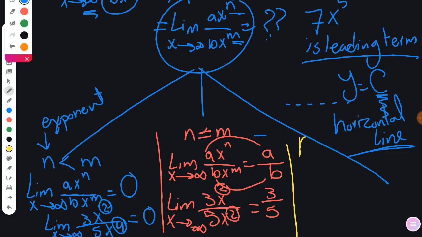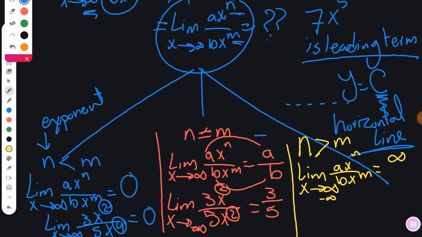If n is greater than m, the limit of ax to the power n over bx to the power m, where x approaches infinity or negative infinity, by any way. So the result in this case will be infinity or negative infinity. That depends on the substitution. What do I have to do? I have to simplify, then replace. And you have to remember, any operation I do on infinity gives you infinity.